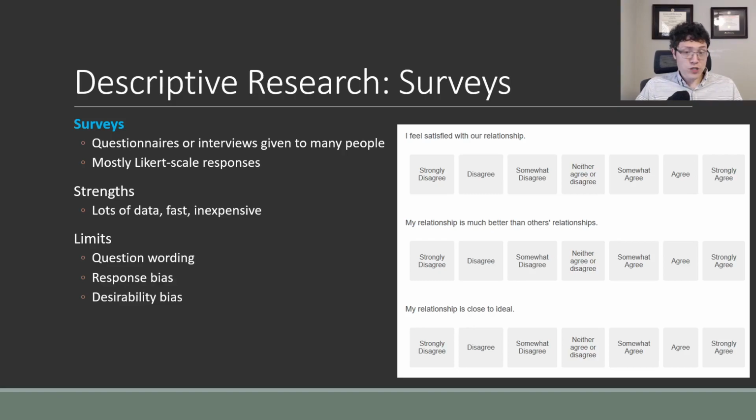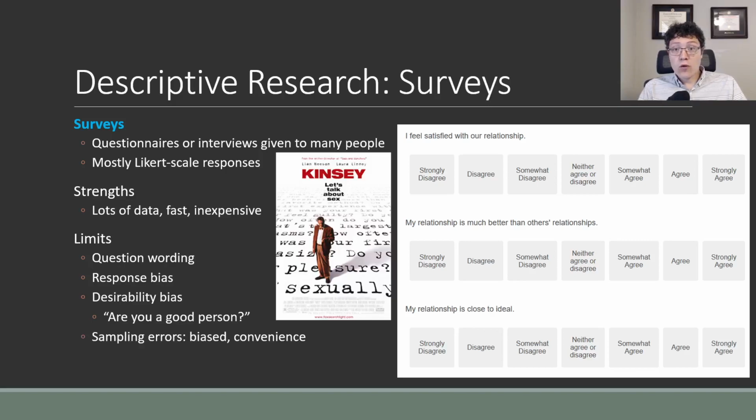How are you wording questions? If I asked you a question like, are you a good person? Versus, do you do bad things? The way that you answer those questions might be different. You might respond in a way that makes you feel desirable. Are you a good person? People feel kind of innately like they need to answer yes to that. We can also talk about where you're getting your sample from. Not everybody who you send out a survey to will take it. So are there specific issues with the group of people who are taking your surveys?